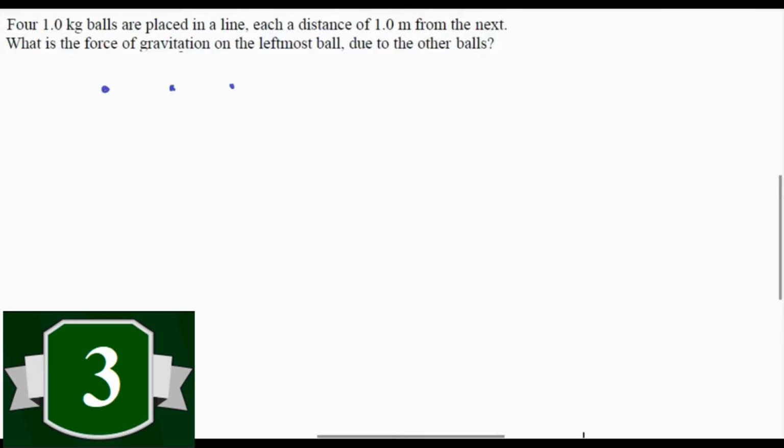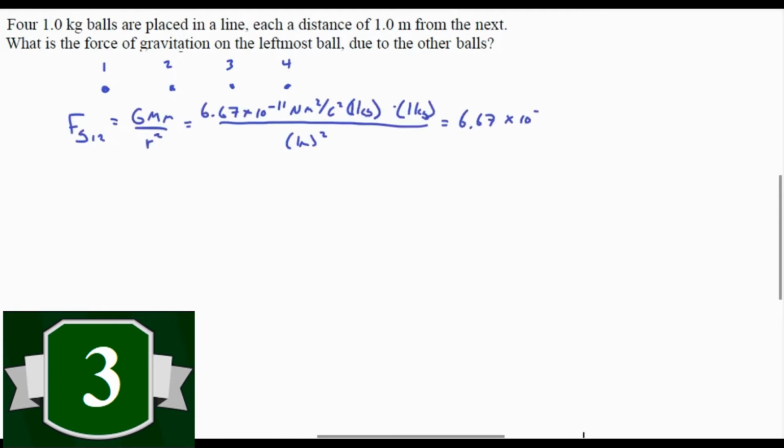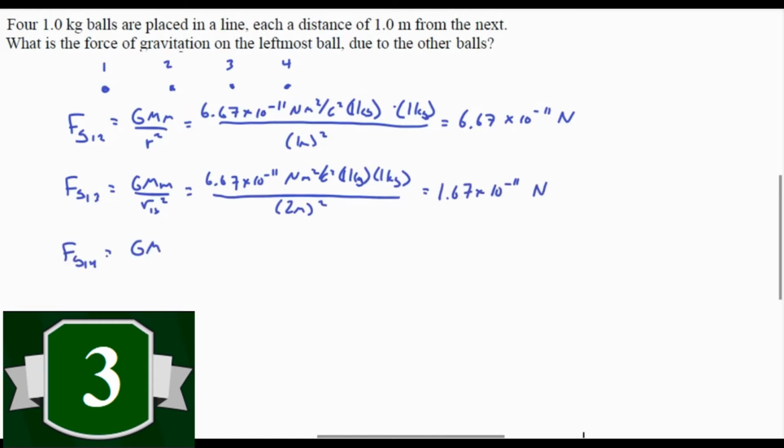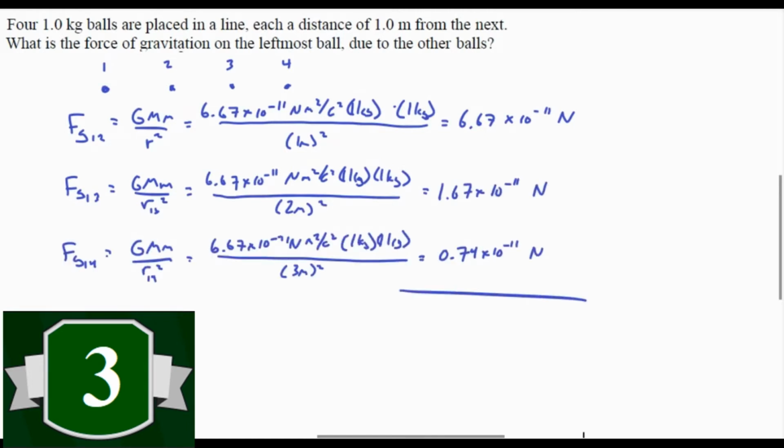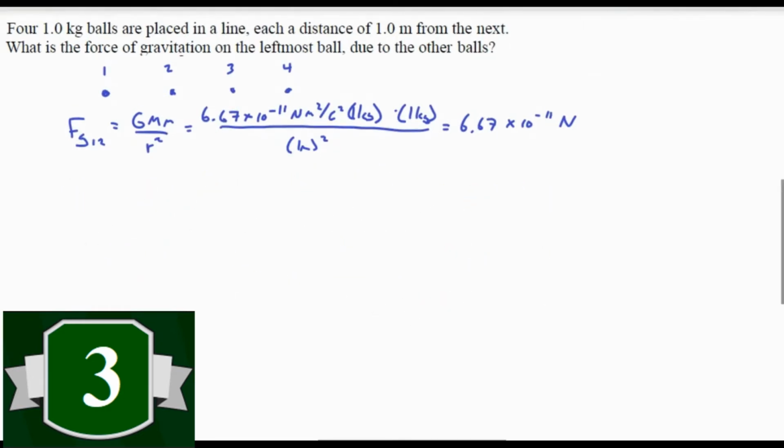Suppose we have 4 spheres all in a line like this. What is the force of gravity on the leftmost sphere due to the others? Well, you can just brute force this. Find the force due to gravity on the first due to the second, and then the first due to the third, and then the first due to the fourth, and add them all up to get 9.08 times 10 to the minus 11 newtons. But there is a somewhat more elegant way to do this.